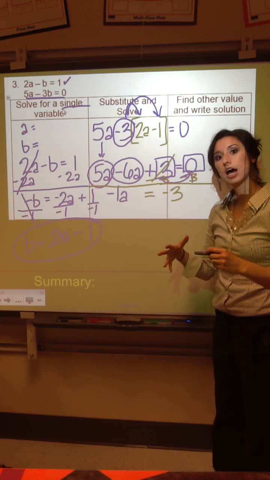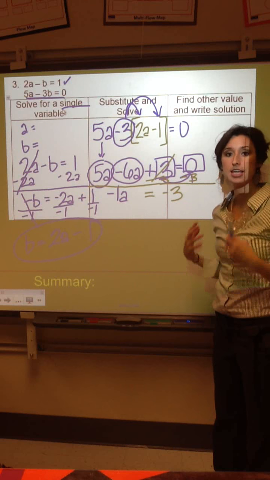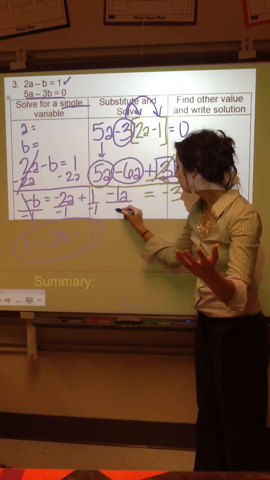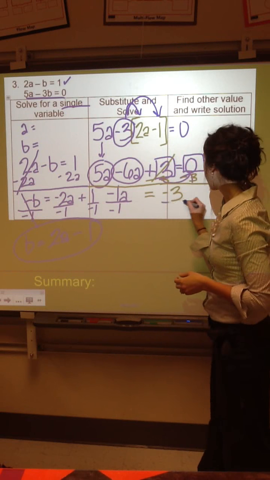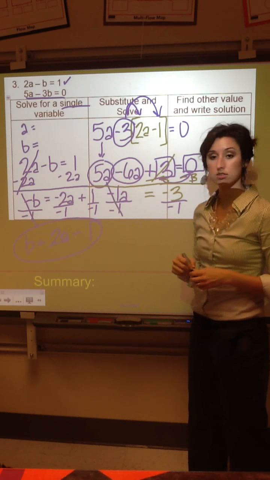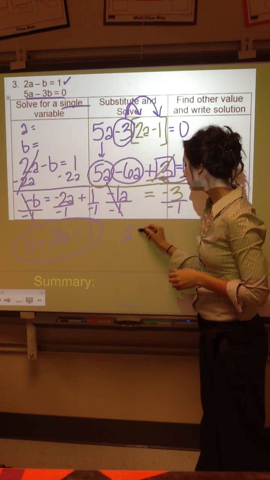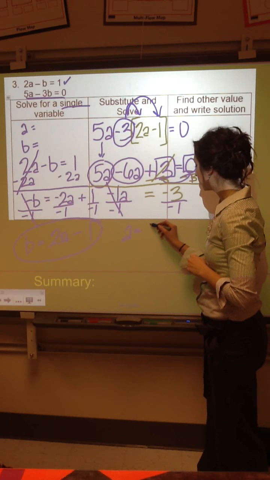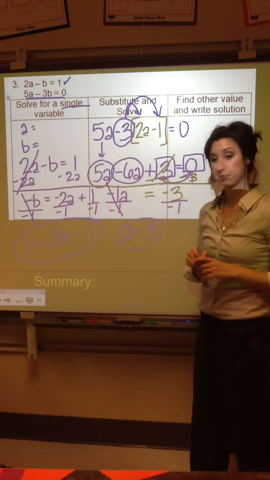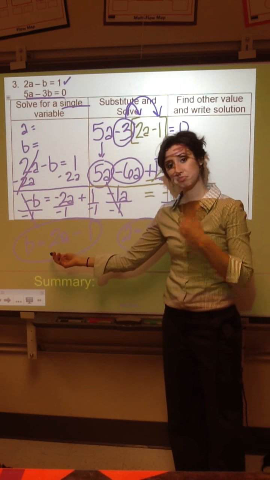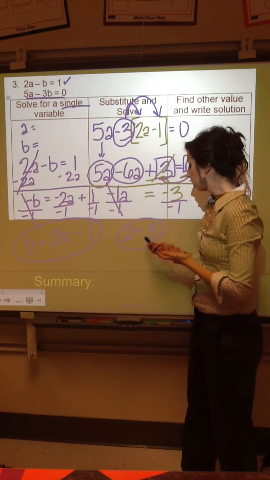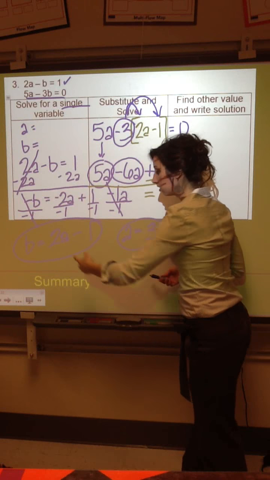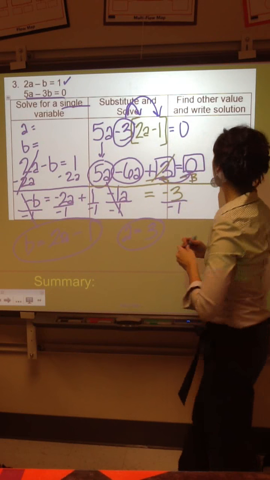Oh man, how do I get rid of a negative in the front? Divide by negative 1. Divide by negative 1. These cancel. So now a equals negative divided by negative is a positive 3. All right, so do I know b? Well, I don't know the number yet. Do I know a? Yeah. So all I'm going to do is plug a into b. Easy. All right, so here we go.